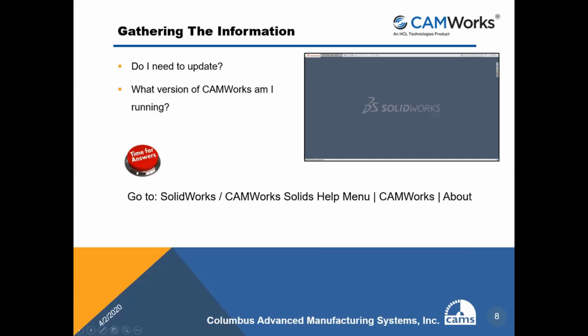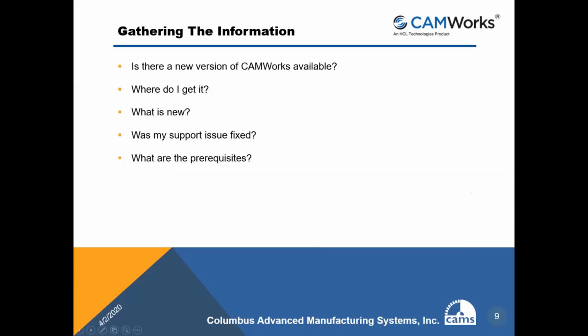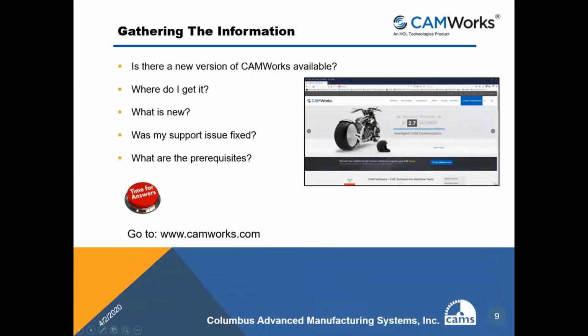Now the next part of that question is: is there a newer version available? If so, where do I get it? How do I find out what's new in that version? Was one of my support issues fixed? And what are the prerequisites of that new version? These are common questions that come in when it comes time for new updates and new versions, so we've got some answers for you on that as well. The biggest, best, and easiest place to find that answer is CAMWorks.com, so we'll show you how to do that.